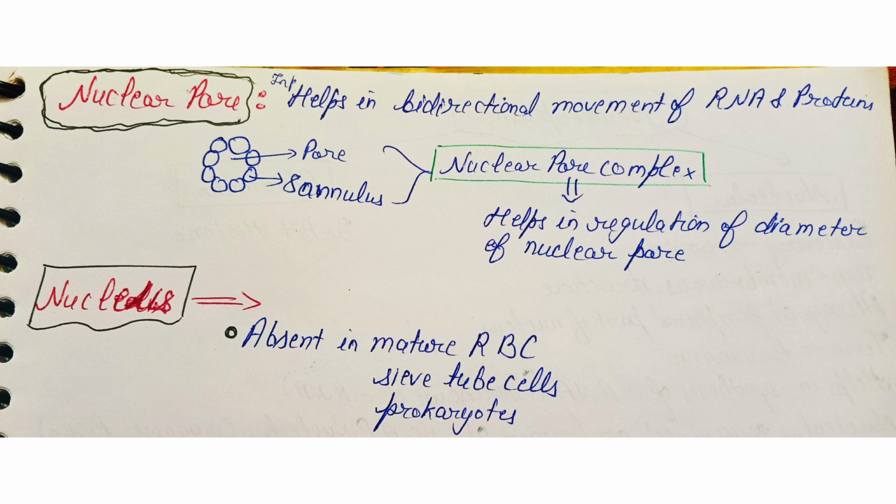To know more about the nuclear pore, it helps in the bidirectional movement of RNA and protein. It is the movement of RNA and protein from the nucleus to the outside and from outside to the nucleus. It is made up of the 8 annulus ring-like structures which form the nuclear pore complex. This complex helps in the regulation of the diameter of the nuclear pore. The nucleus is absent in mature RBCs, sieve tube cells, and prokaryotes.